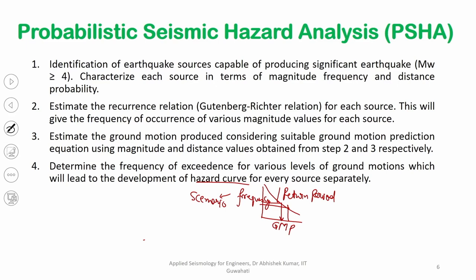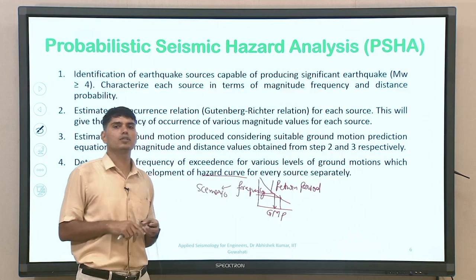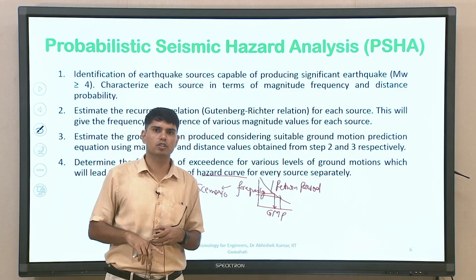We can have a hazard curve for an individual fault. And we can also have a hazard curve for total faults, or a summation of the hazard curves of all the faults, which is going to give you the hazard curve at your site of interest, taking into account all the active sources within your seismotectonic province or seismotectonic map.